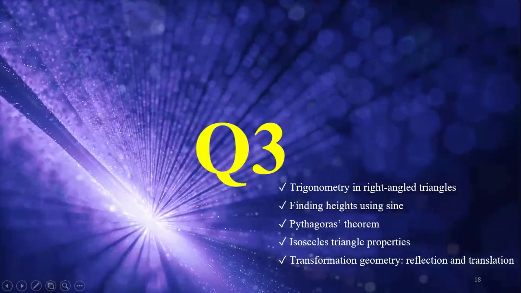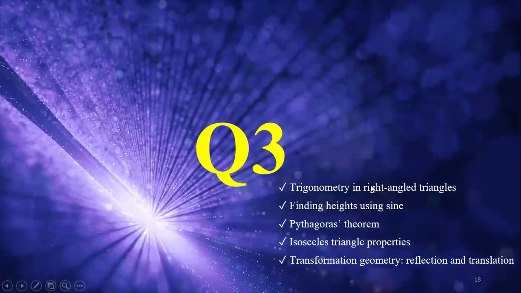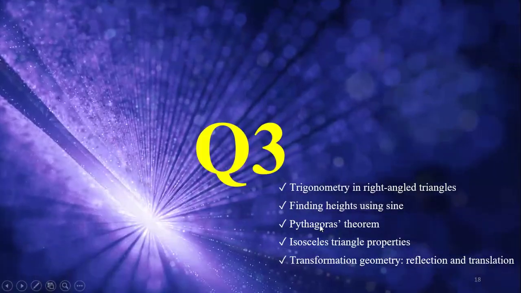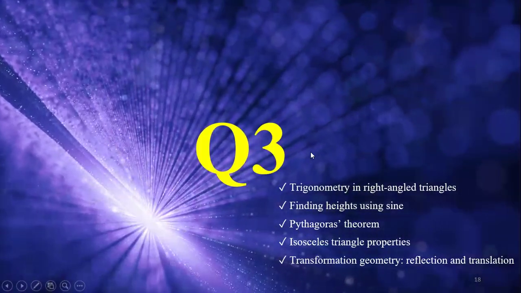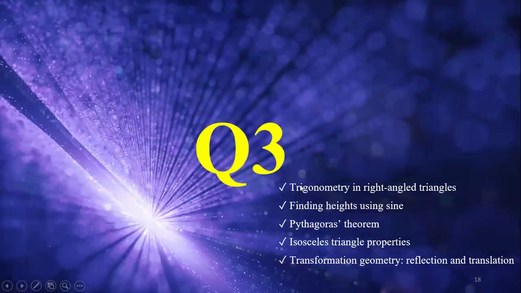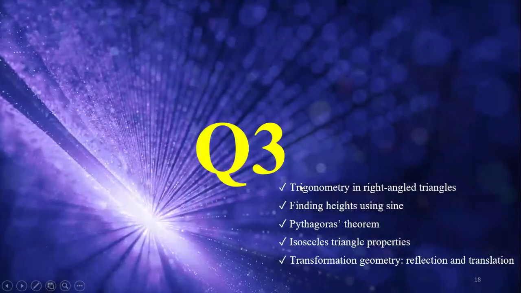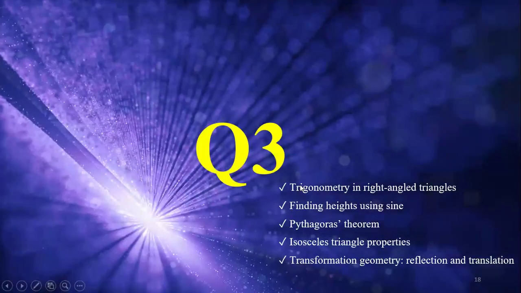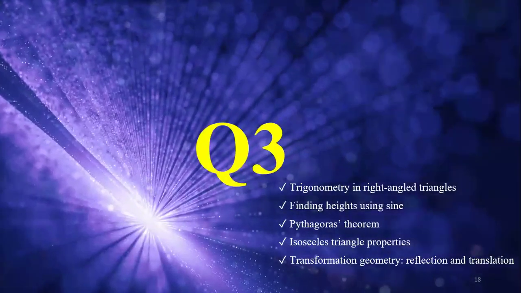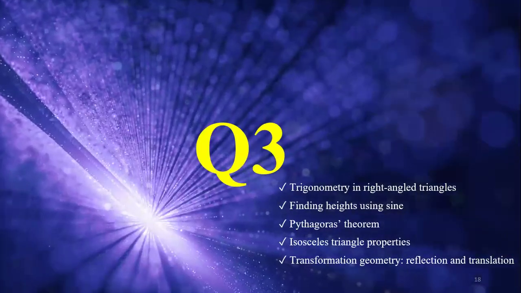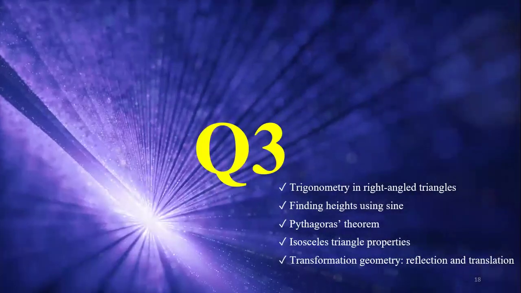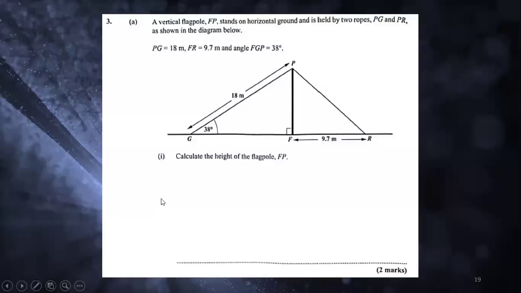Question 3 deals with these topics: trigonometry in right angled triangles, finding heights using sine, Pythagoras' theorem, etc. Take a note of these topics very carefully, right? They are a rough guide as to what each question will have. The questions in CSEC are not jumbled up all over. Each question has a specific kind of topics, and you'll see that when you examine the syllabus, which is also uploaded to this Google Classroom, right? I'm gonna upload the syllabus as well, so you'll see exactly what I'm talking about. Okay, great stuff. Let's press on.